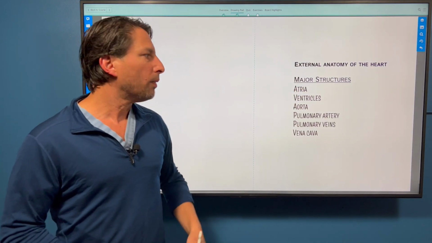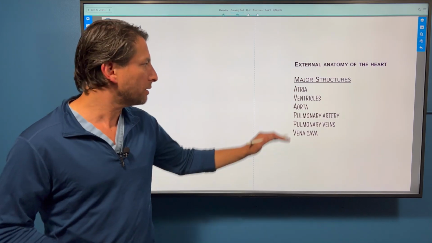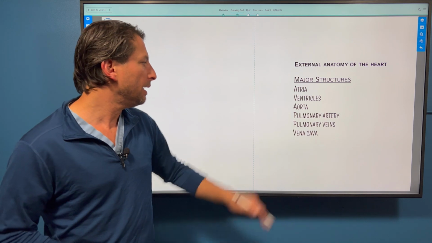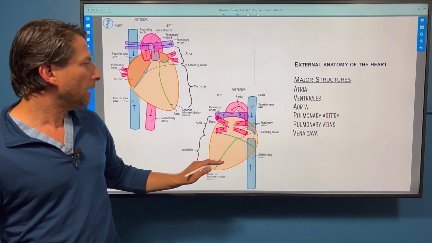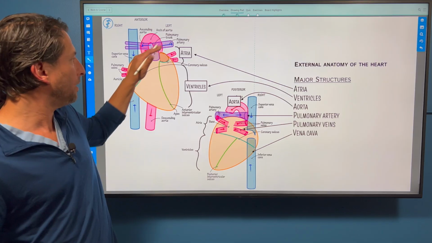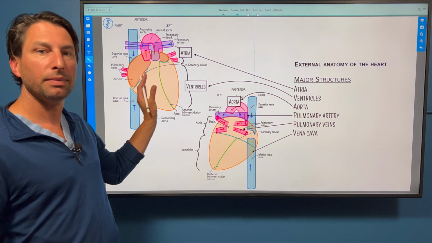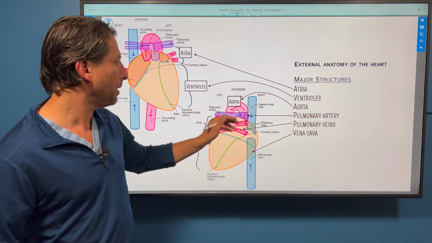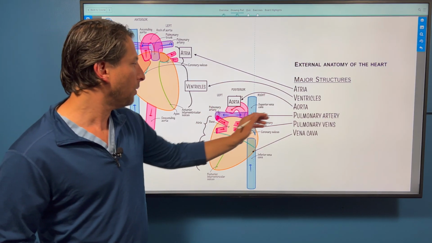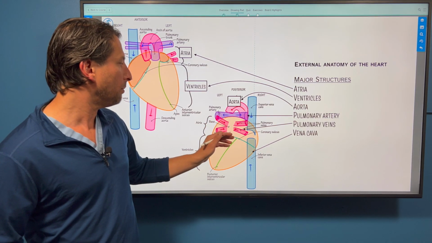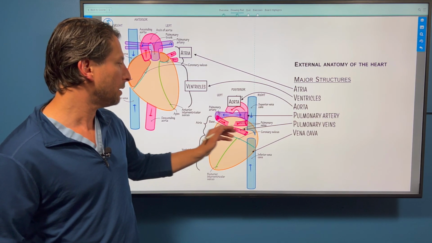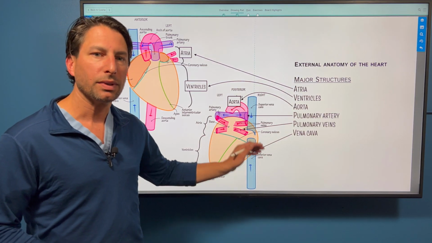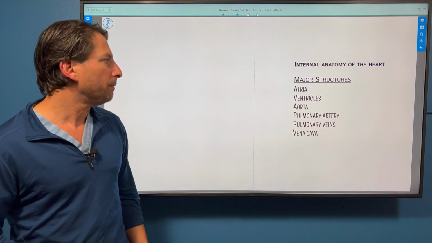External anatomy of the heart. We're just going to go over some major structures here. So here they are, the atria, ventricles, aorta, pulmonary artery, pulmonary veins, and the vena cava. So let's point them all out. Atria up top here, ventricles, big muscular walls down here, and then the aorta here, pumping blood out to the body, and then the pulmonary arteries here. So blood is being pumped to the arteries there, pulmonary veins being dumped back into the heart, vena cava for venous return of blood flow that goes into the heart.